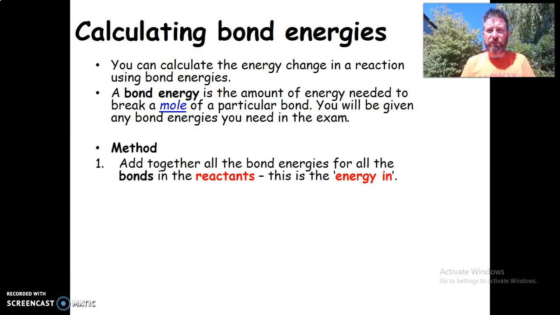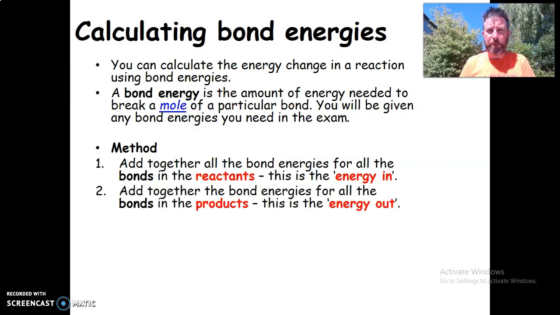First things first is you add up all of the bond energies for all of the bonds in the reactants. So look at the reactants, how many bonds are there, add those bonds up, and add the bond energies together. That's the energy in. Then you look at the bonds in the products, and you add up the bond energies for all the bonds in the products. That's the energy out. So this is a three-stage calculation, right?